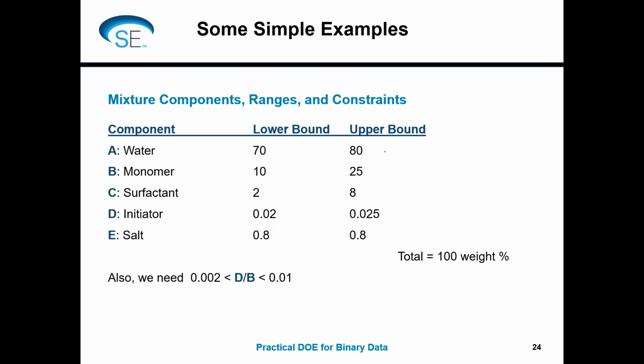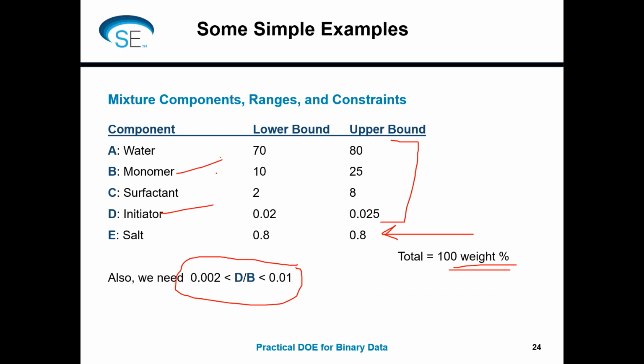So nothing new here. There are 4 components that are varying. Salt is also in the mixture, but it's always fixed at 0.8 weight percent. And there's also another ratio constraint on the ratio of initiator to monomer, D over B, just to make sure that things work out.